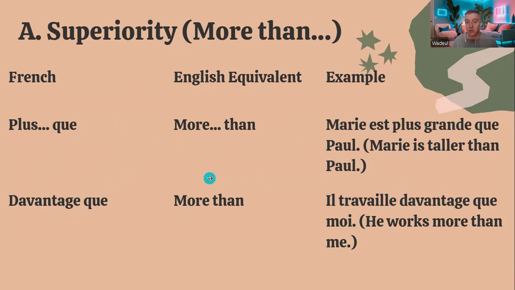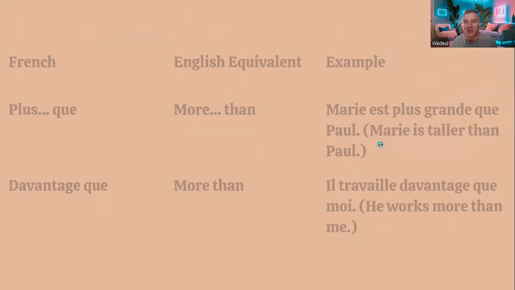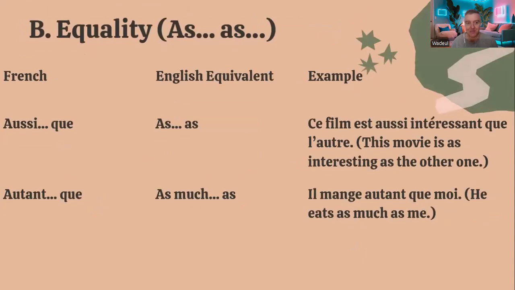Then, il travaille davantage que moi. As you can see, this one is a bit different because there is no adjective. Most of the time you're going to use plus que, but if you want to say il travaille more than me, bam, we use davantage que. So those are very, very important. It's also a common mistake. I often see my students didn't know what to say, but they have to use that one. That's the reason why I'm making this video. Okay, let's move on to the next one.